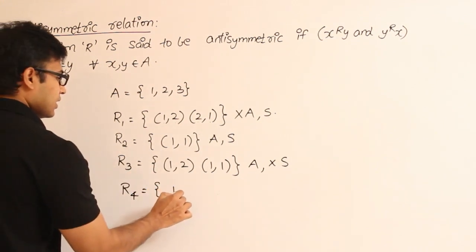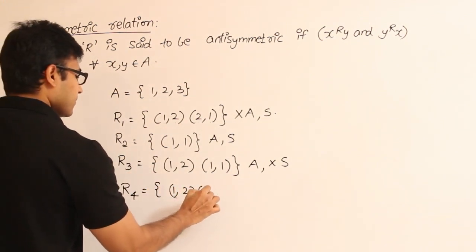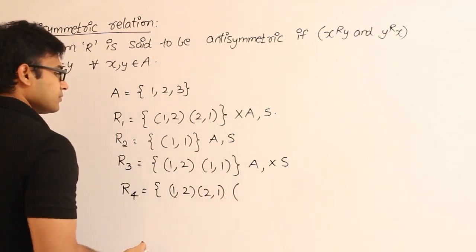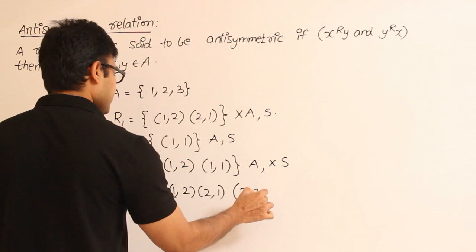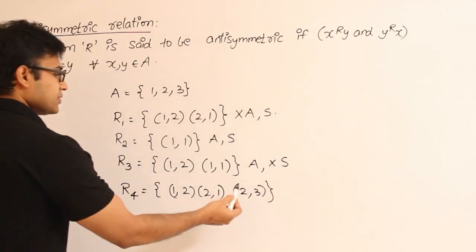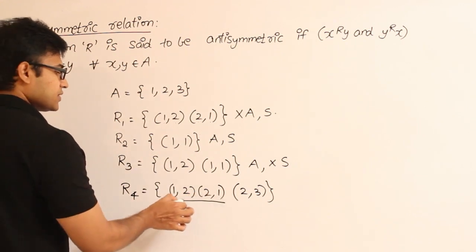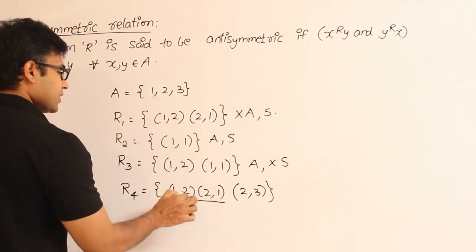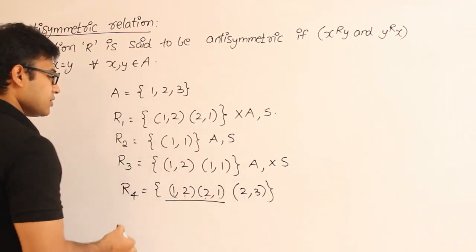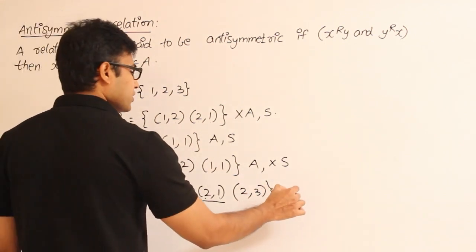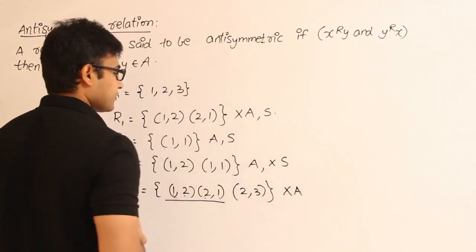R4 is, let us say, {(1, 2), (2, 1), (2, 3)}. This is not antisymmetric. Why is it not antisymmetric? Because of the presence of these elements, because you have x comma y and y comma x. Such elements should not be present. If they are present, that cannot be antisymmetric.